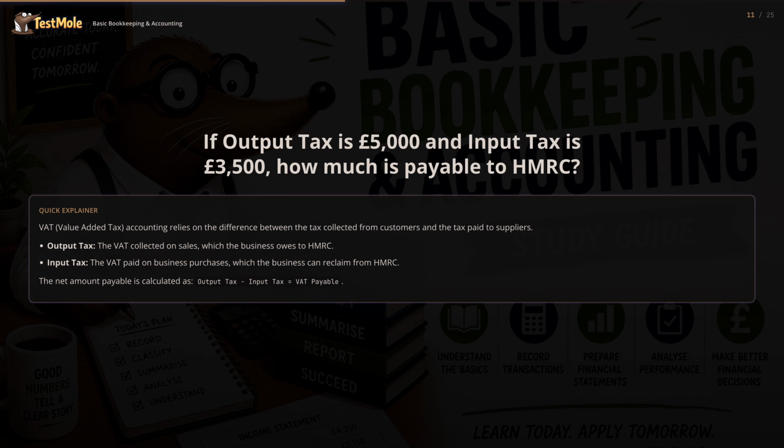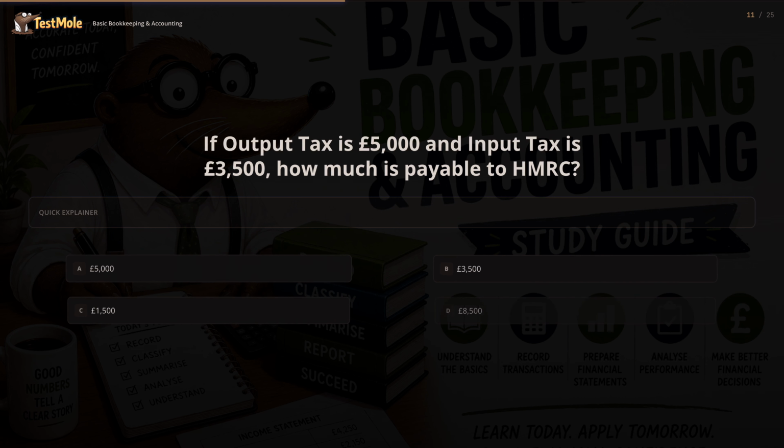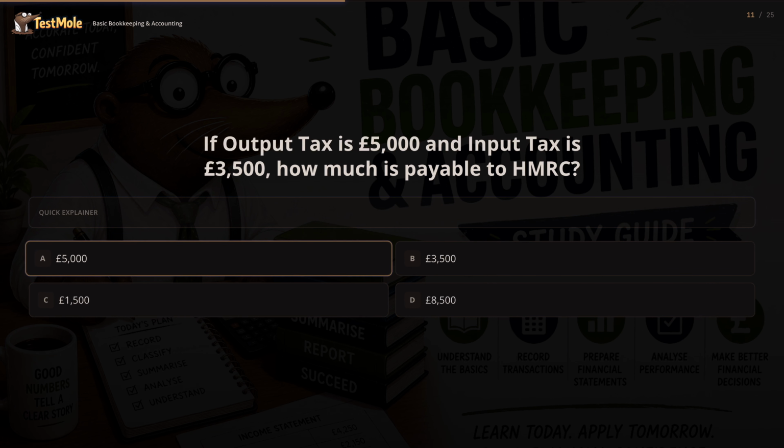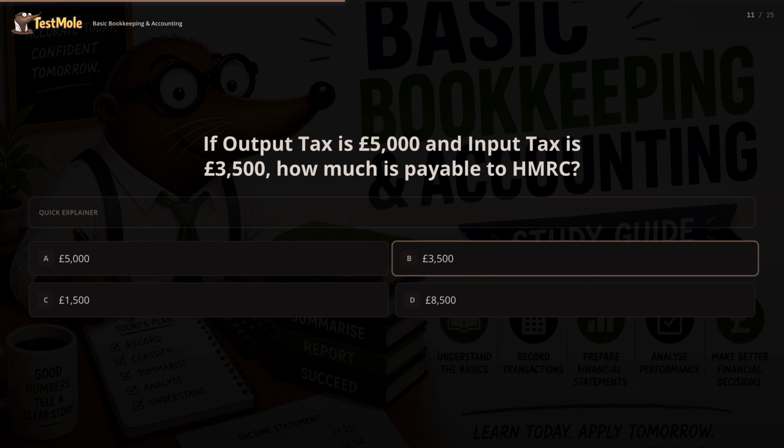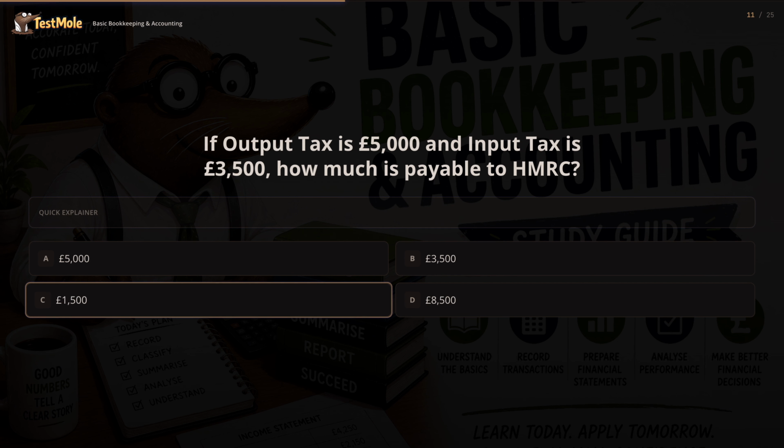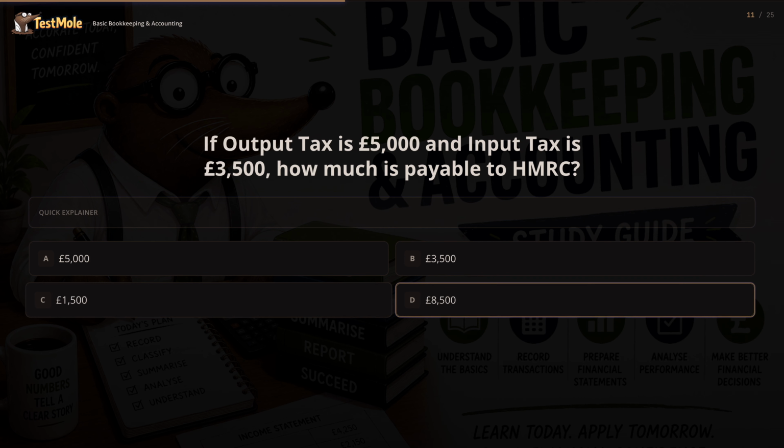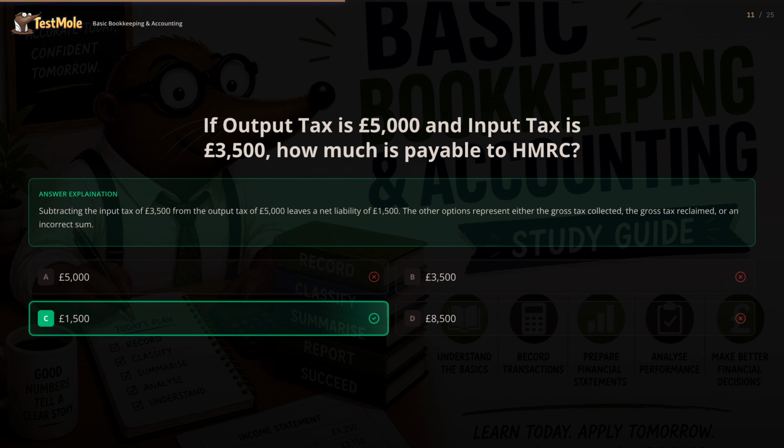The net amount payable is calculated as output tax minus input tax equals VAT payable. Choose between A. £5,000, B. £3,500, C. £1,500, D. £8,500. The answer is C. Subtracting the input tax of £3,500 from the output tax of £5,000 leaves a net liability of £1,500. The other options represent either the gross tax collected, the gross tax reclaimed, or an incorrect sum.